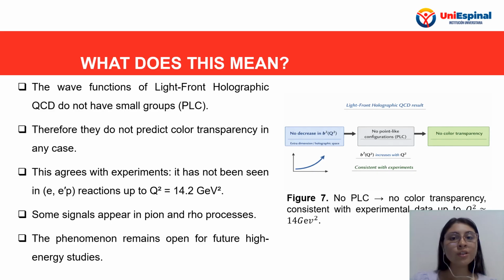In conclusion, the wave functions of light-front holographic QCD do not generate small configurations of quarks. Therefore, they do not predict color transparency. This result is consistent with experimental observations, where the effect has not been clearly seen at these energy scales.